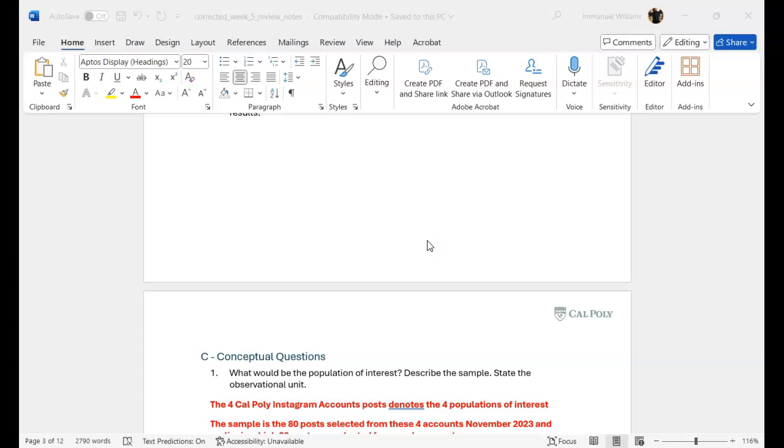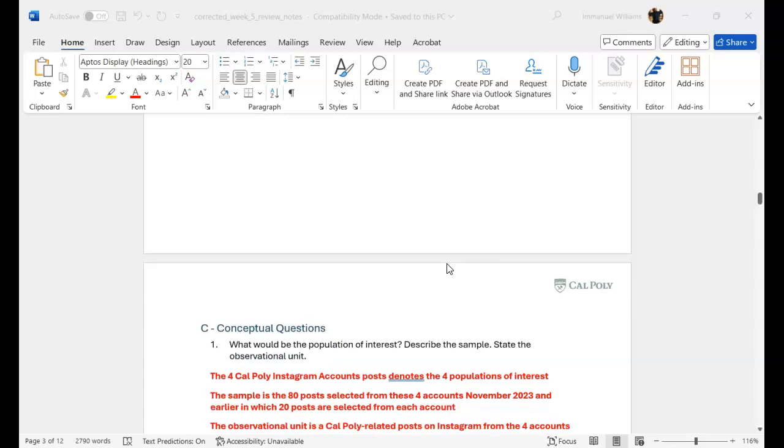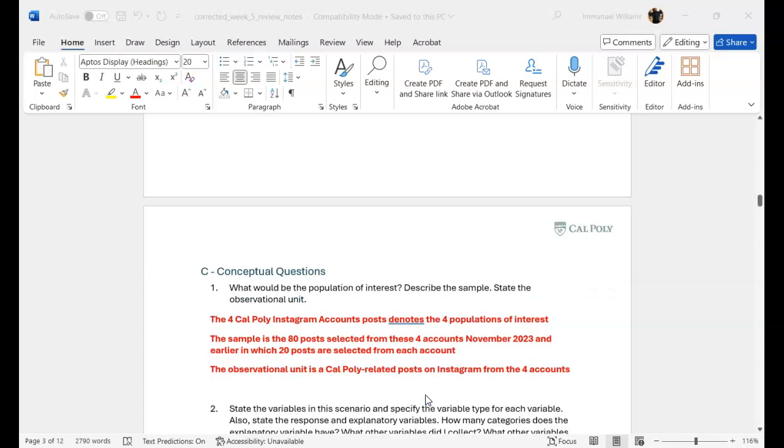There's 20 from each of the Instagram accounts. An observational unit is going to be a post, a Kyle Poly related post on Instagram from one of those 4 accounts. With that being said, number 2, state the variables. There are 2 variables. One is going to be the Instagram account, and the second variable is going to be the number of likes.